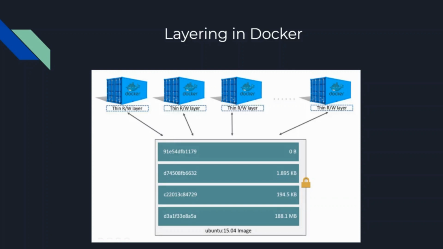An image is a template where you define all of the binaries, all of the libraries that your application will need, and the container is nothing else but the runtime of the image. So you can have one template as an image, and then you can just create as many containers as you want using that image.